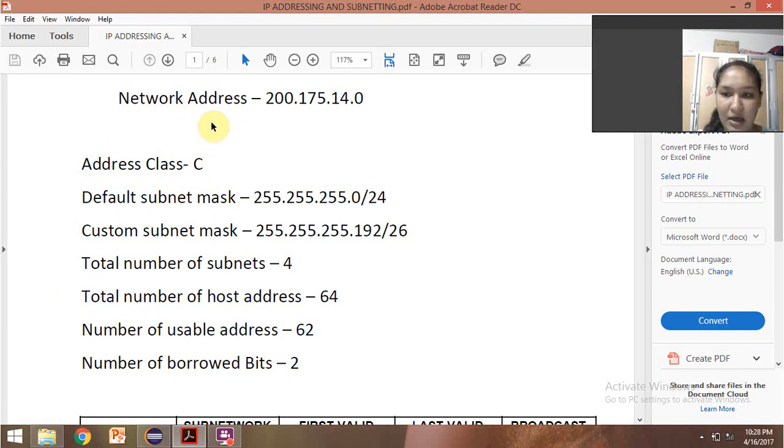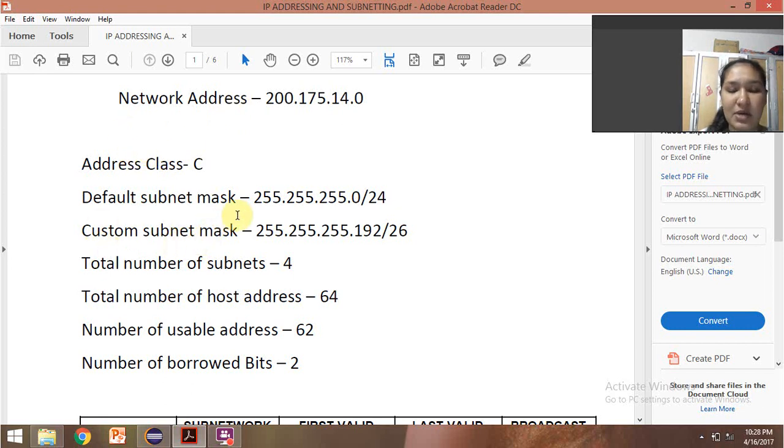We know that 1 to 127 belongs to class A, 128 to 191 belongs to class B, 192 to 223 belongs to class C, 224 to 239 belongs to class D, and 240 onwards belongs to class E. So here the number is 200. So it belongs to 192 to 223, that is class C.